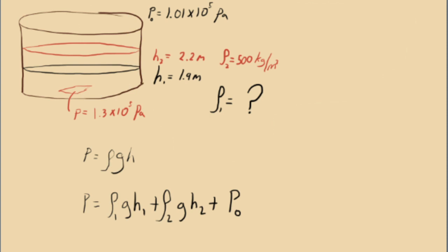So we should be able to just solve for our rho 1 now, right? Because we know what gravity is, we're told what height 1 and 2 are, and we're told what density 2 and pressure is. So our only unknown value is rho 1. So we could subtract over our atmospheric pressure and our pressure that comes from our second fluid, the upper layer.